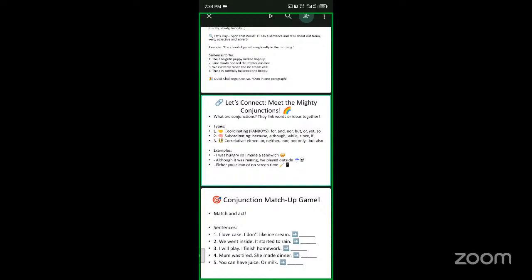But for subordinating, one can stand on its own. One is main. The other one has to rely on that one to make sense. Two clauses, one makes sense on its own, but one doesn't. And we call that one that doesn't make sense on its own the dependent clause. So although it was raining, we played outside. You can't walk up to someone to say, although it was raining, but you can walk up to someone to say, we played outside. And it makes sense, right?